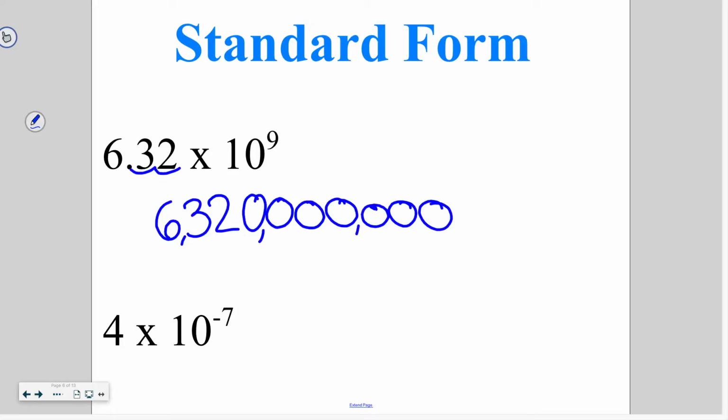On the flip side, this one, we've got 4 times 10 to the -7th power. That means since it's a negative, we're going to be adding those zeros in front. So we are moving to the left. So I'm going to start my 4 over here, and then I'm going to go 1 decimal place to get it in front of the 4, 2, 3, 4, 5, 6, 7, and that's where I'm going to put in my decimal. We always want to make sure that there is a number in front of our decimal point. So I'm going to put in that 0 point for our final answer. So we've got 0.00000004.